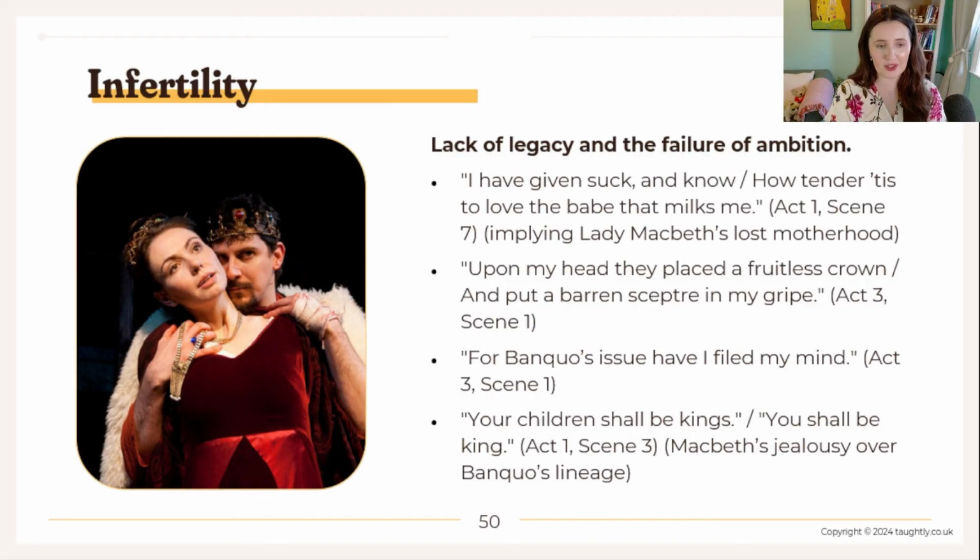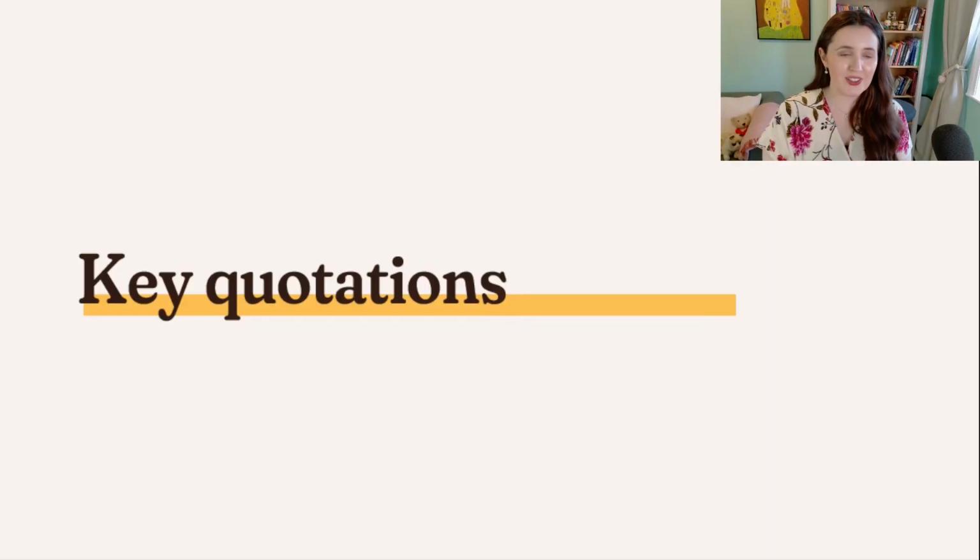And of course, when the witches say to Banquo, "Your children shall be kings, but to Macbeth you shall be king," this is that starting point when Macbeth becomes jealous over Banquo's lineage, the fact that his sons will be kings. Don't forget who's going to be Banquo's descendant? King James I.